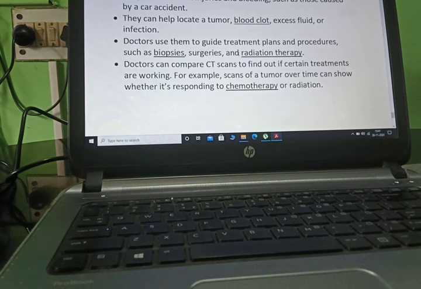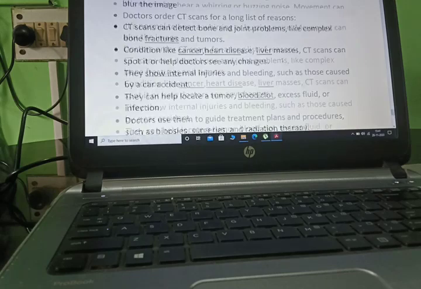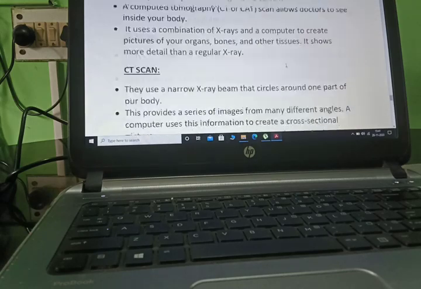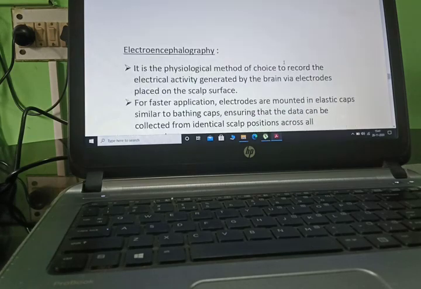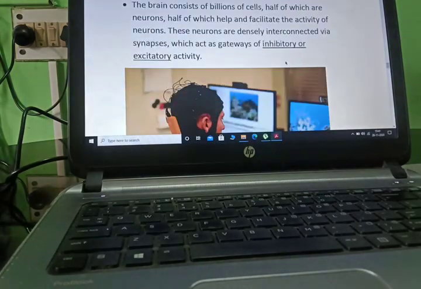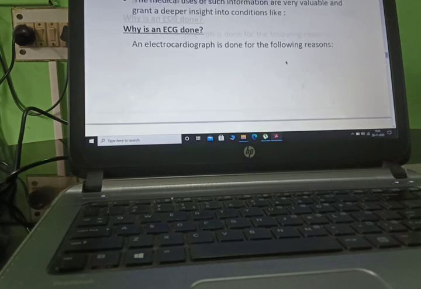Doctors can compare CT scans to find out if certain treatments are working. For example, a scan of a tumor over time can show whether it's responding to chemotherapy or radiation. So today we have studied CT scan. After that, we have studied EEG for the brain. After that we have studied ECG for the heart.